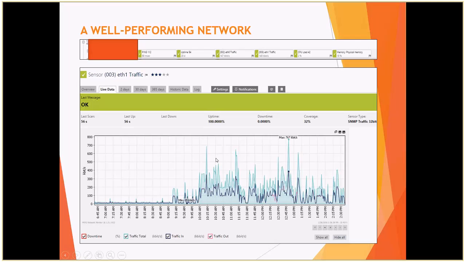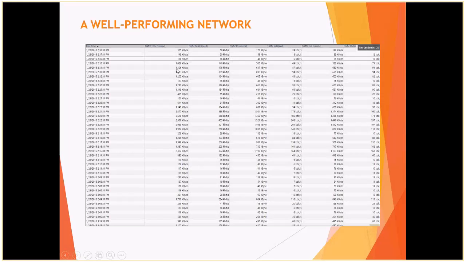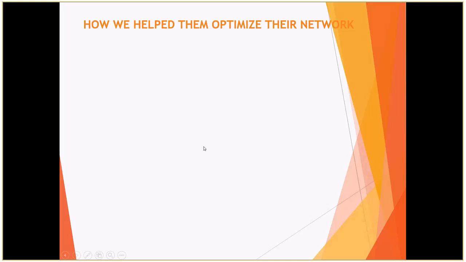Apart from the graph, it will also show you the total traffic right here. As we can see, there's just 2 meg and 1 meg instead of 30 meg. So that's good. How did we help the customer optimize their network?